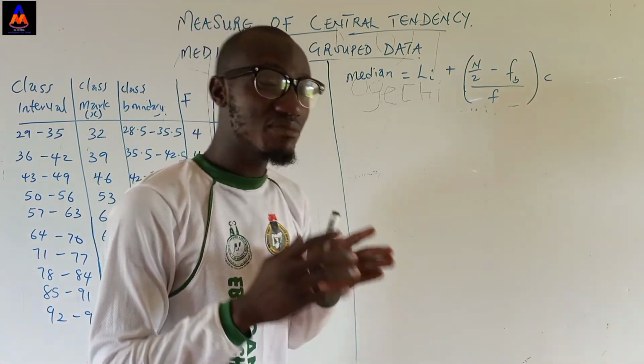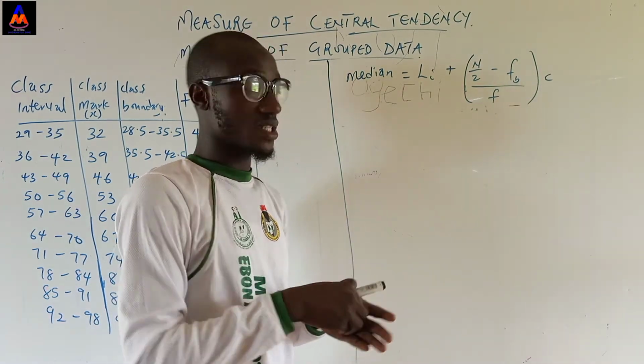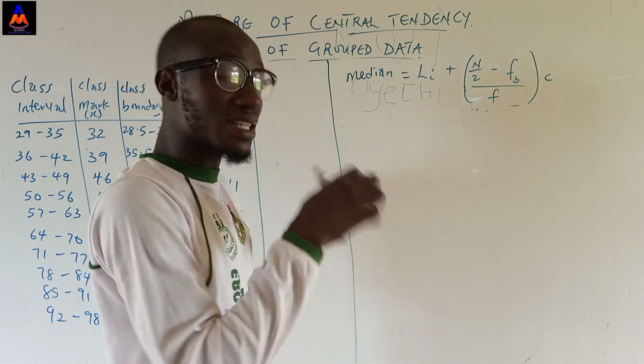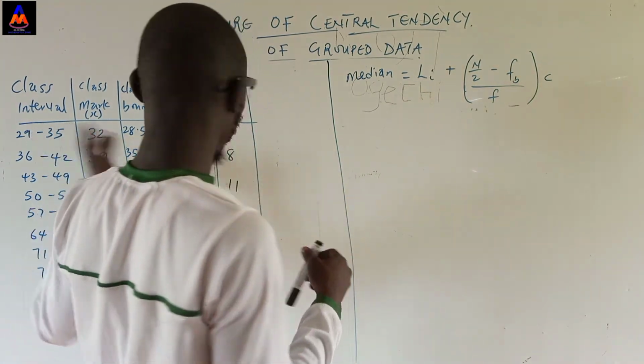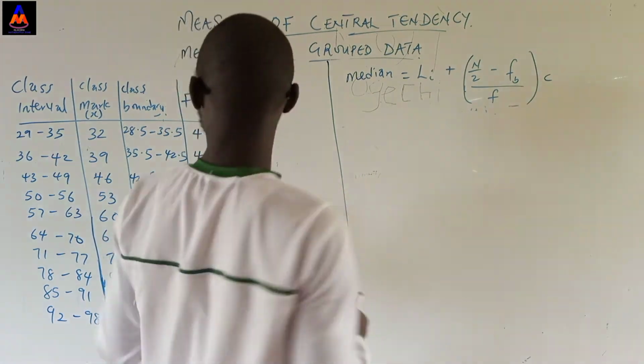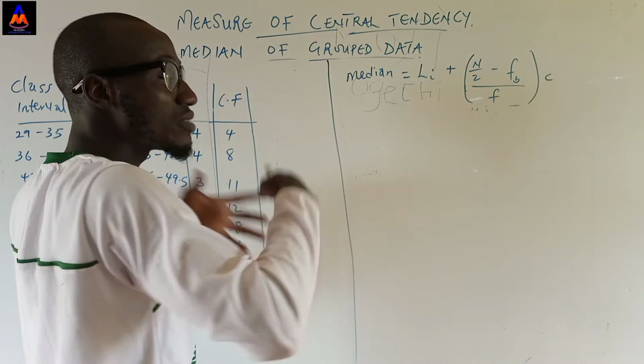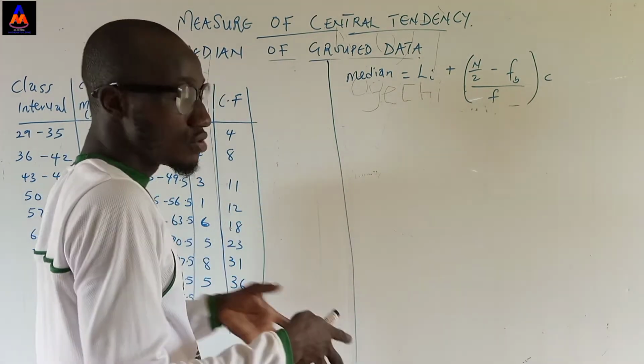Before you can find the median of group data, that is the data that is at the median, don't forget that we are dealing with group data. The first thing you have to establish is the median class. That is the class where we can find that particular middle data.